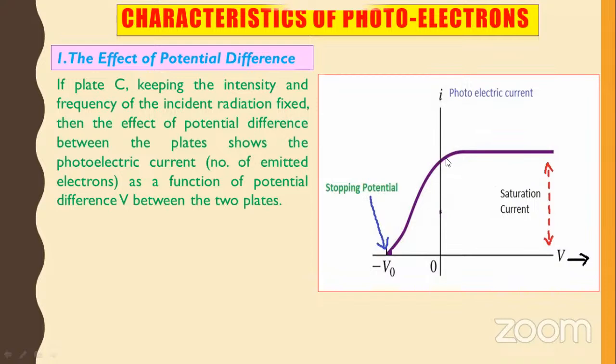But what is the stopping potential? At what potential should the current be zero? See here, the current should be zero, I should be zero. At what potential the current becomes zero, that is called the stopping potential.